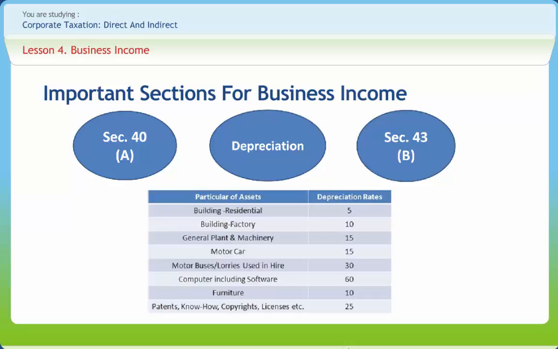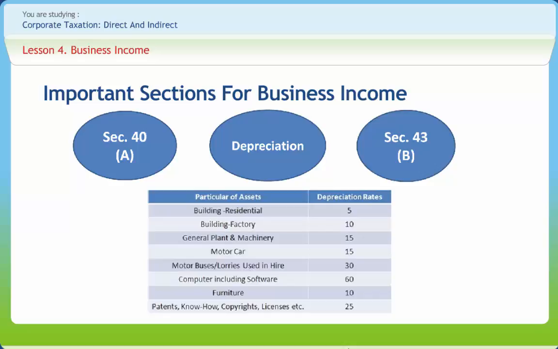Where an asset is acquired by the assessee during the previous year and put to use for the purpose of business or profession for a period of less than 180 days in that previous year, the depreciation in respect of such asset shall be restricted to 50%. Vehicles are entitled to higher depreciation of 50%.